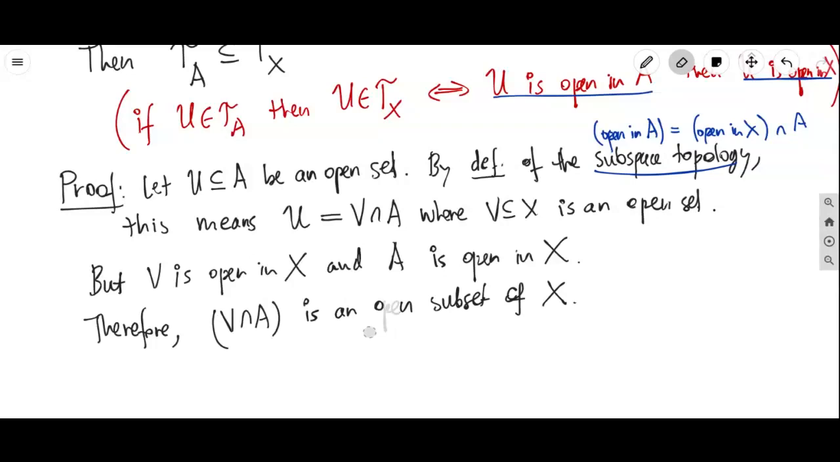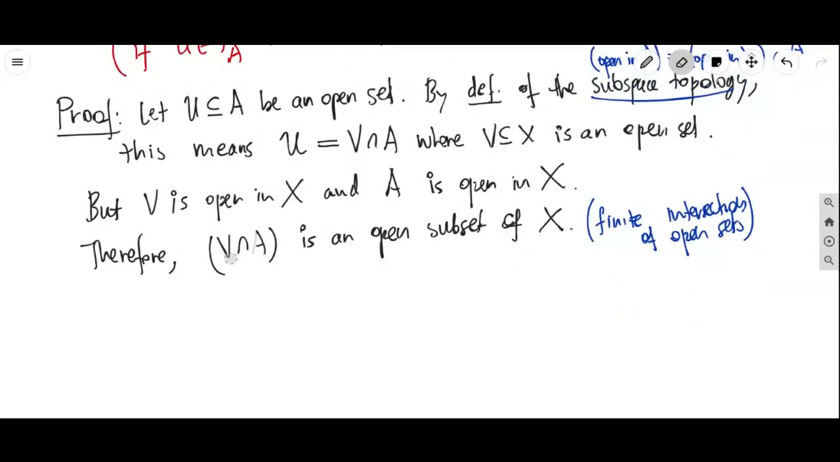Because that's the finite intersection property, right? This is the finite intersection of open sets. So if you have two open sets, then their intersection is an open set. So V intersect A is therefore an open subset of X. But what is V intersect A? V intersect A is U. So this is just another way of saying U. So U is an open subset of X.